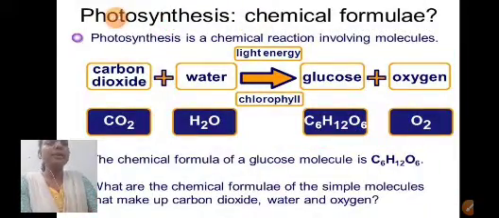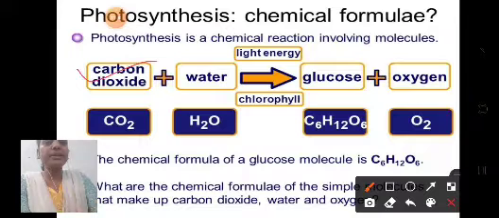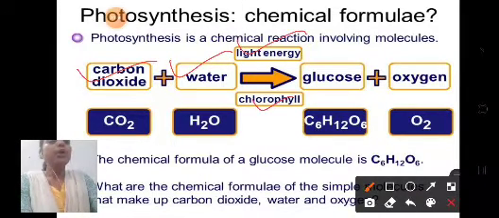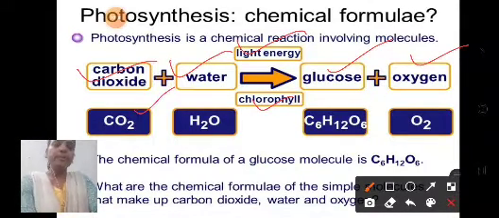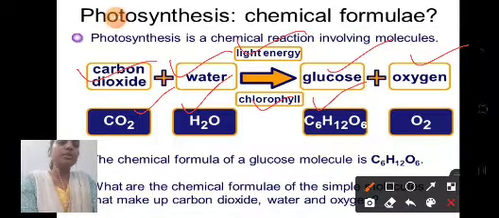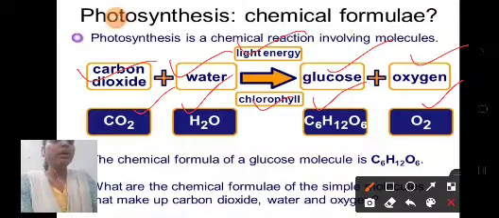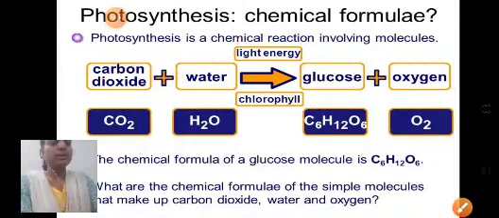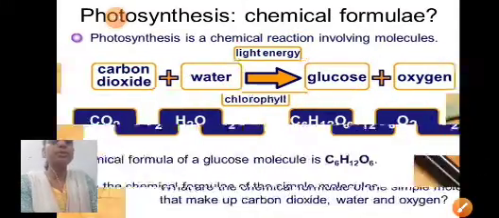You can see here, first of all, carbon dioxide combines with water in the presence of light energy and chlorophyll to form glucose and oxygen. The chemical formula for carbon dioxide is CO2. The chemical formula for water is H2O. Then glucose, the chemical formula for glucose, the product, is C6H12O6, and the chemical formula for oxygen, of course, is O2. So this is the chemical formula for the process of photosynthesis.